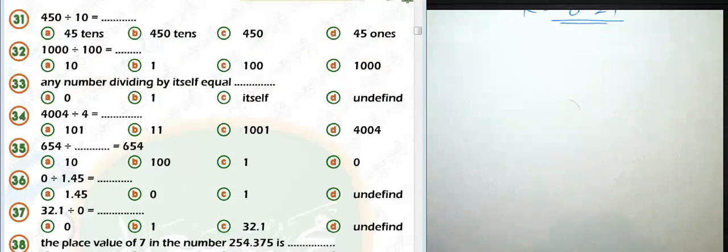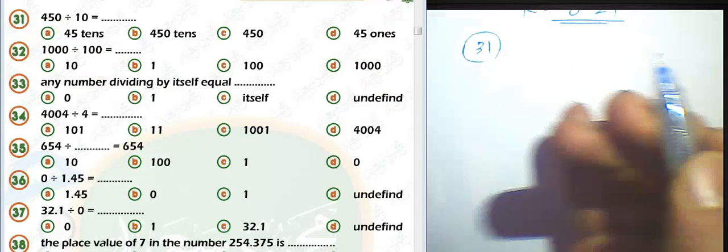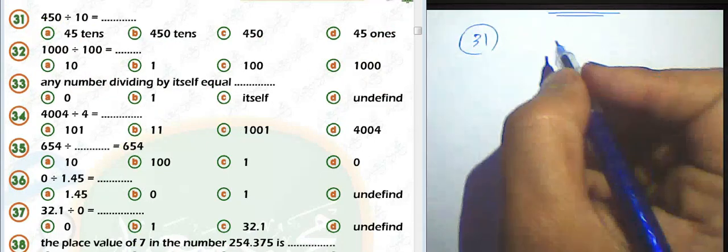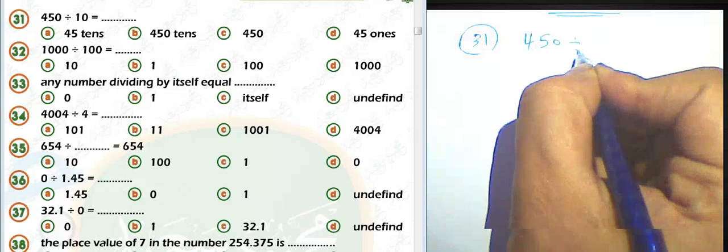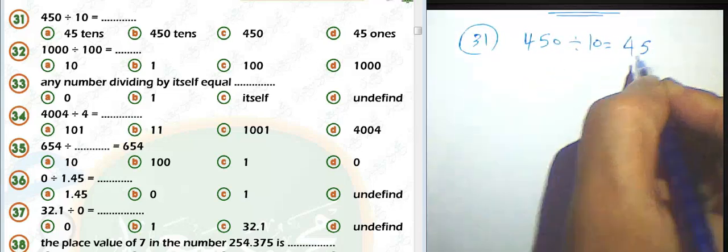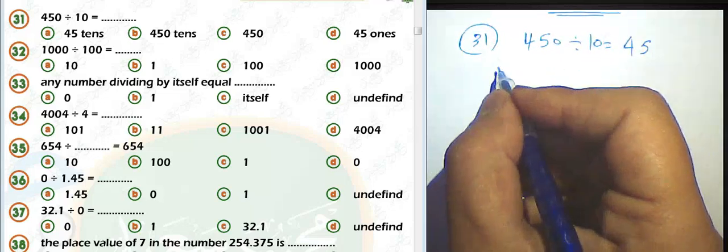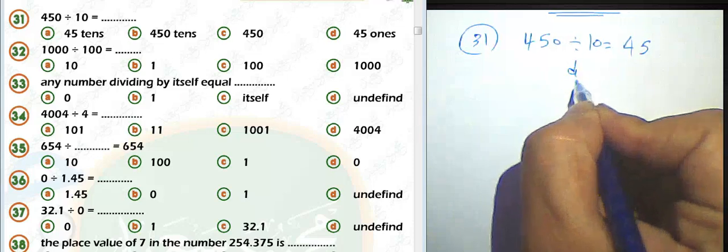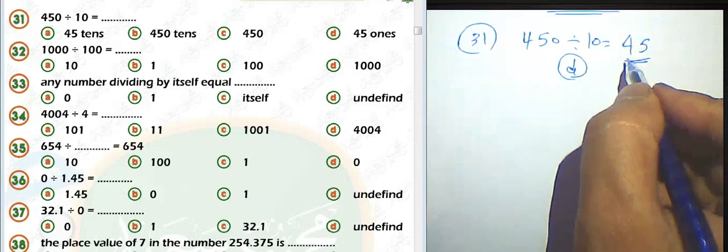Look with me at question 31. 450 divided by 10 equals what? It will be 45. So we must choose letter D, 45 ones, okay.